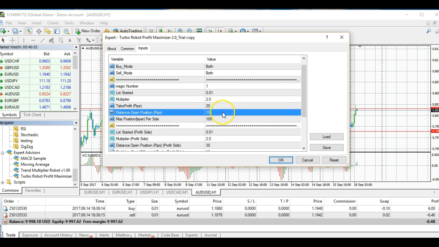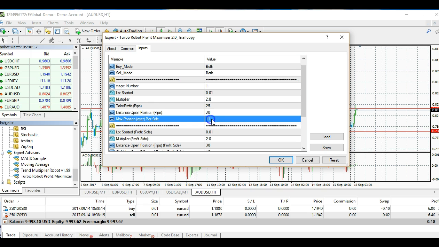So this is your, let's say, distance position is 20, and then our take profit will be 25. And then our level over here will be maybe 11, or you can put 10. It depends on you, depends on your risk level, on your capital. All right. So if you put 11, you have to multiply it with 20, which means you have about 220 pips of floating losses that never return back.